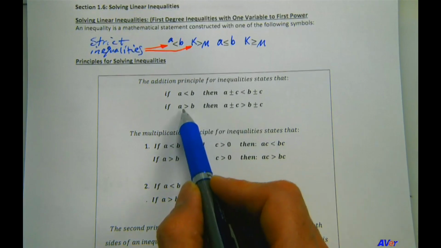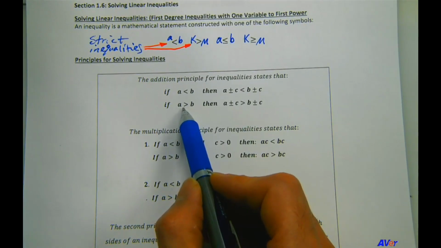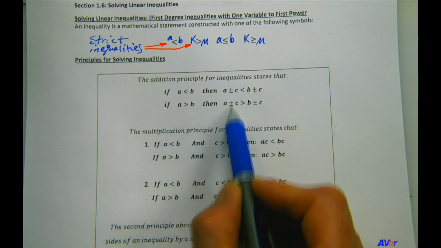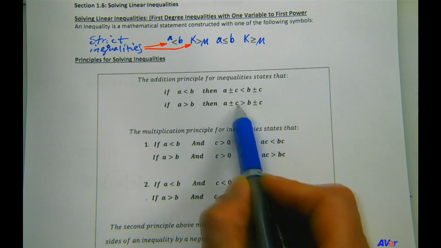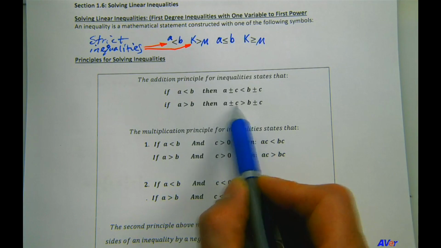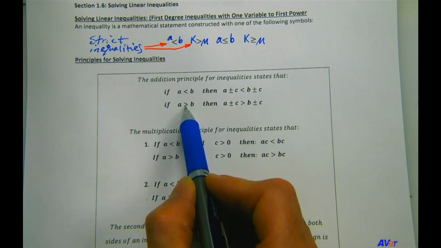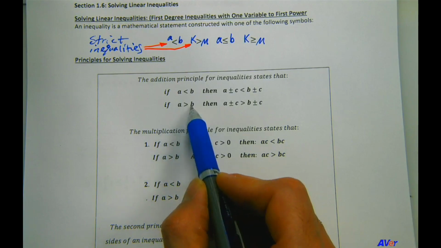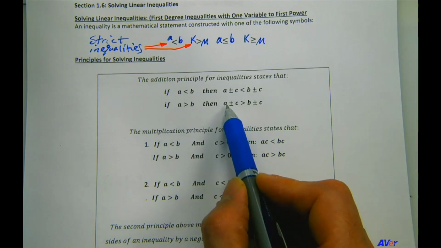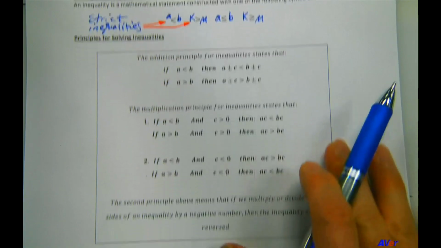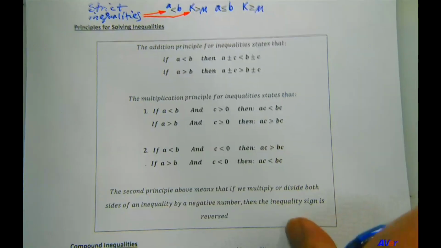The same works where you have A greater than B. If you add or subtract the same quantity C to both sides, the inequality is still preserved. The left side was greater than the right side, and you still have the left side greater than the right side.